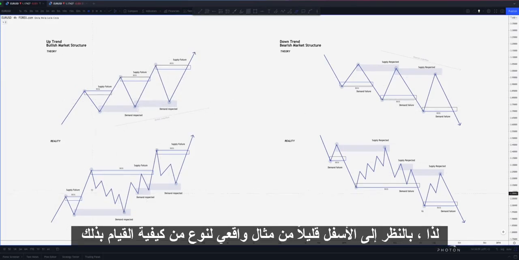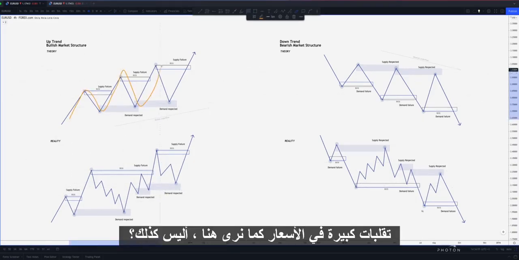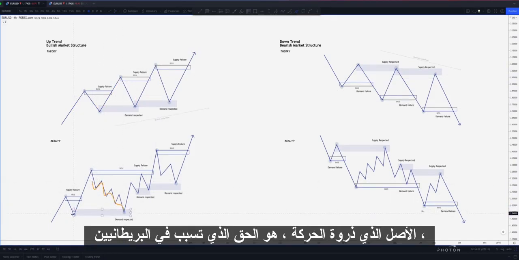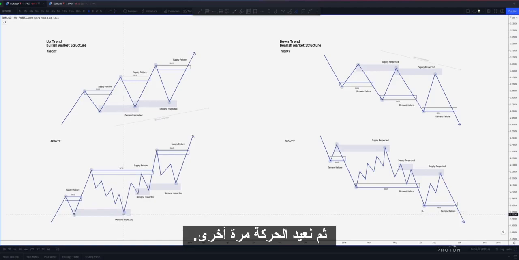So looking down below, a bit more of a realistic example of how price moves, right? We don't always get those utopian nice big swings in price. As we can see here, right, a bit of a complex pullback. Price then pulls down to the origin demand zone, right, the origin, that apex of the move that caused the break of structure, that caused supply here to fail. And then we get the movement back in.